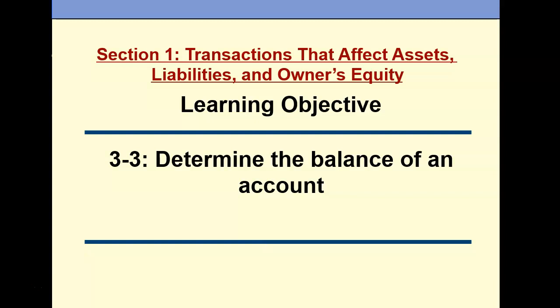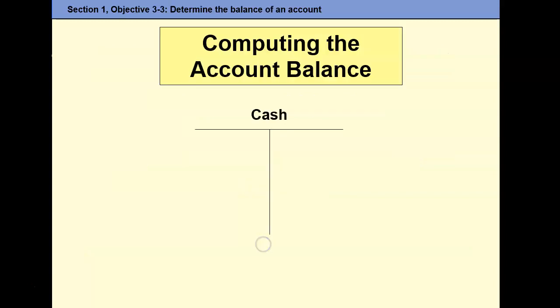Now, once you have recorded all of your business transactions for that particular accounting period, we want to determine what is going to be the balance for each of those accounts. Let's look at our cash account. And here we're showing all of the cash transactions that we've just done for chapter 3. Notice that you only have one cash account. So all of our cash transactions go into this one cash T account.